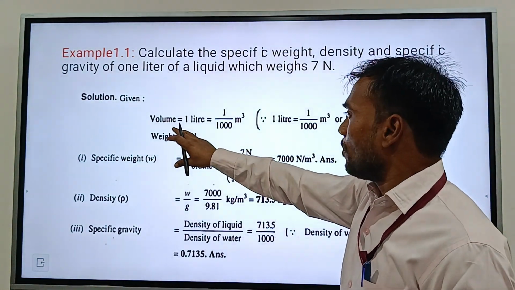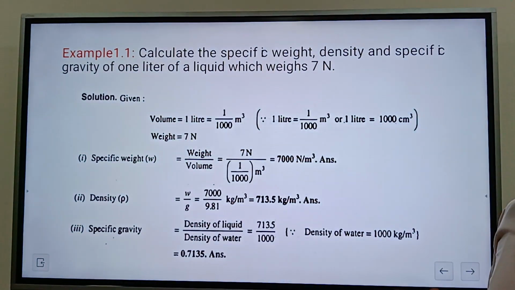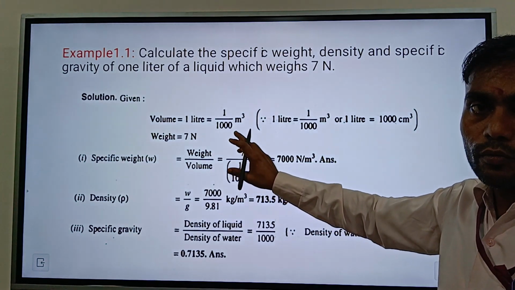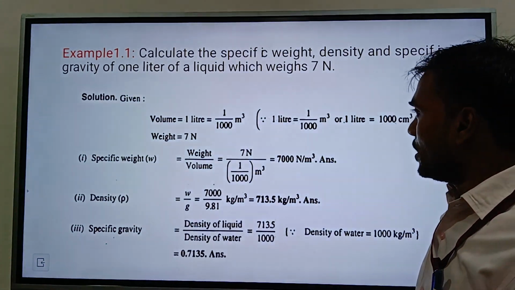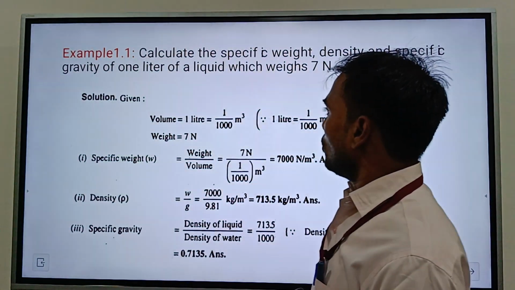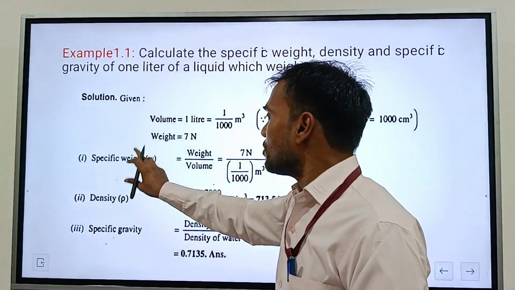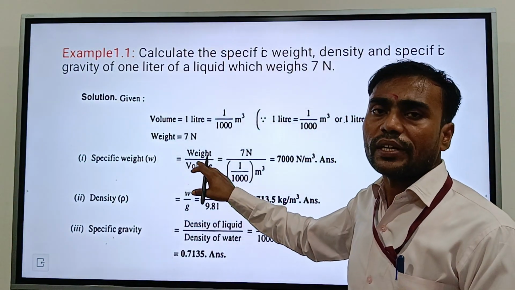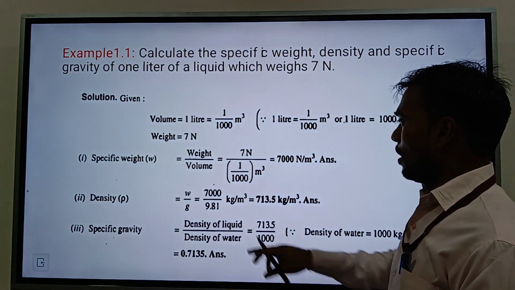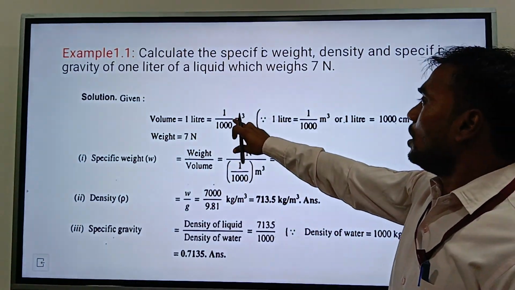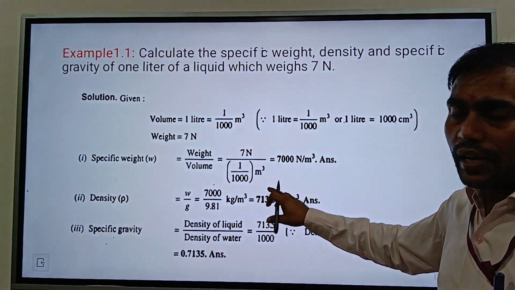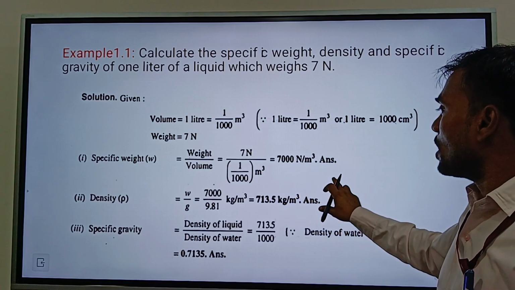If we convert the volume of the fluid into meter cube, then 1 liter equals 1 divided by 1000 meter cube. It is a standard conversion formula, one should always learn it. So let us calculate the first parameter, that is specific weight. Specific weight is defined as the weight divided by volume. Weight is already given in the problem, 7 Newton, and its volume is 1 divided by 1000 meter cube. If we put these two values, then specific weight will be equal to 7000 Newton per meter cube.